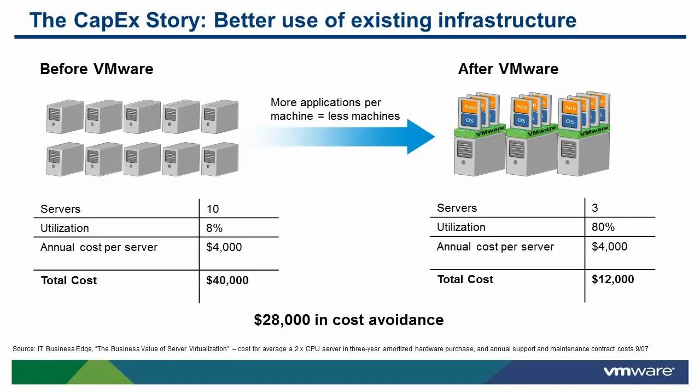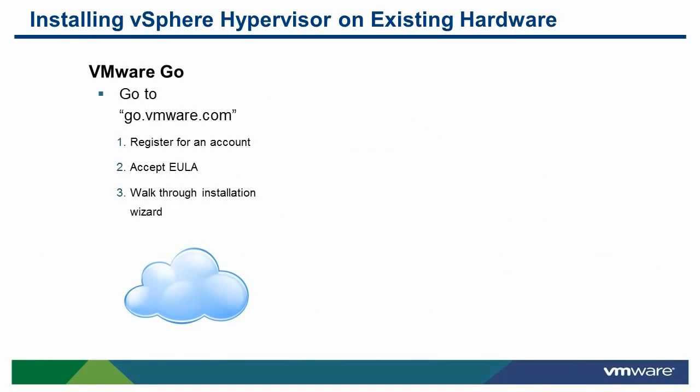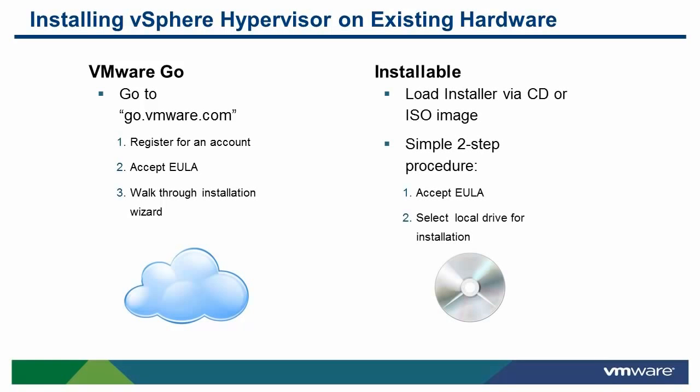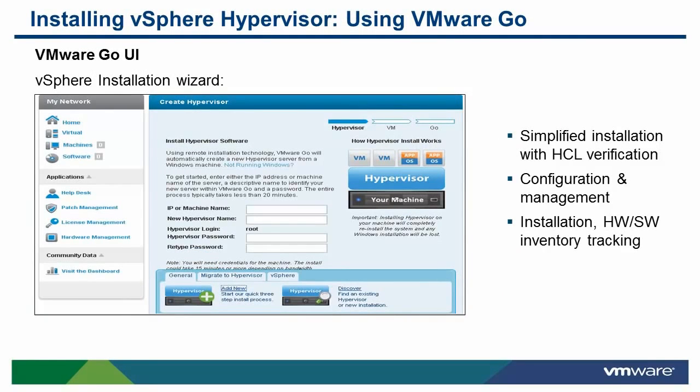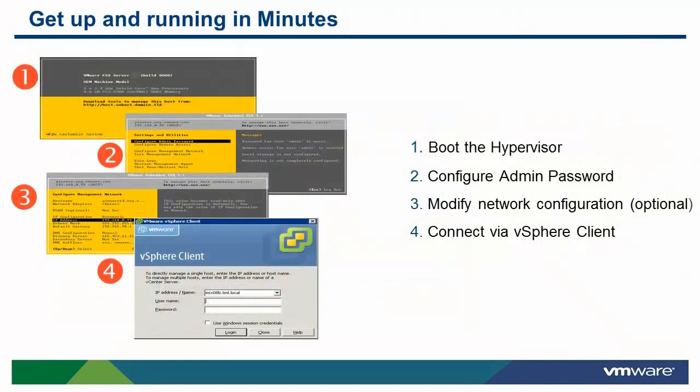So how do you get started? Installing vSphere Hypervisor is easy by either visiting go.vmware.com to deploy hypervisor hosts directly, or VMware Go can direct you to download the installable ISO image from vmware.com. On go.vmware.com, just answer a few easy questions, and the VMware Go wizard will have you up and running in minutes. Simply configure your hypervisor, connect using the vSphere client, and begin using vSphere Hypervisor.